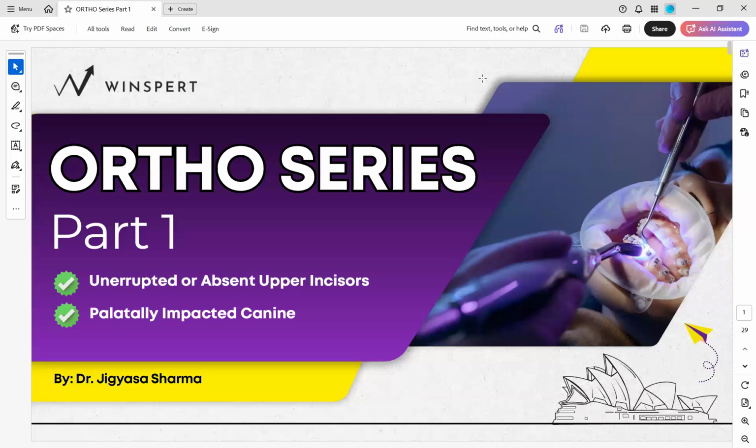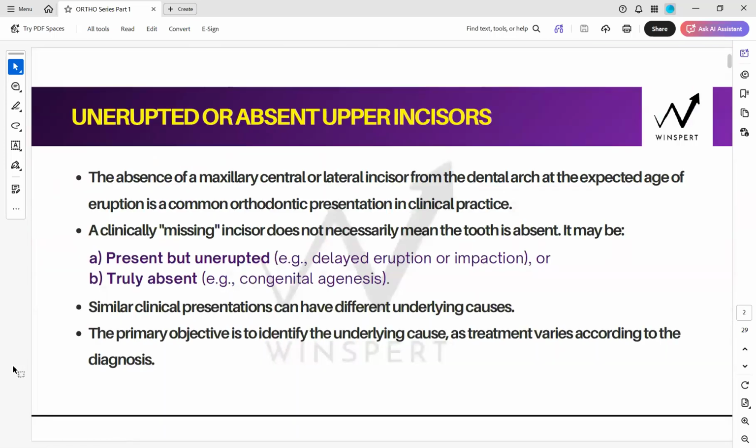And yeah, we shall start now. So we are talking about the missing or absent or unerupted teeth. There are various terms which can be used in the exam, and they can be absent entirely like agenesis, or they could be unerupted. Upper central as well as lateral incisors. I will be talking about all three: central incisor, lateral incisor, and canine. All three situations I will be covering in today's class.